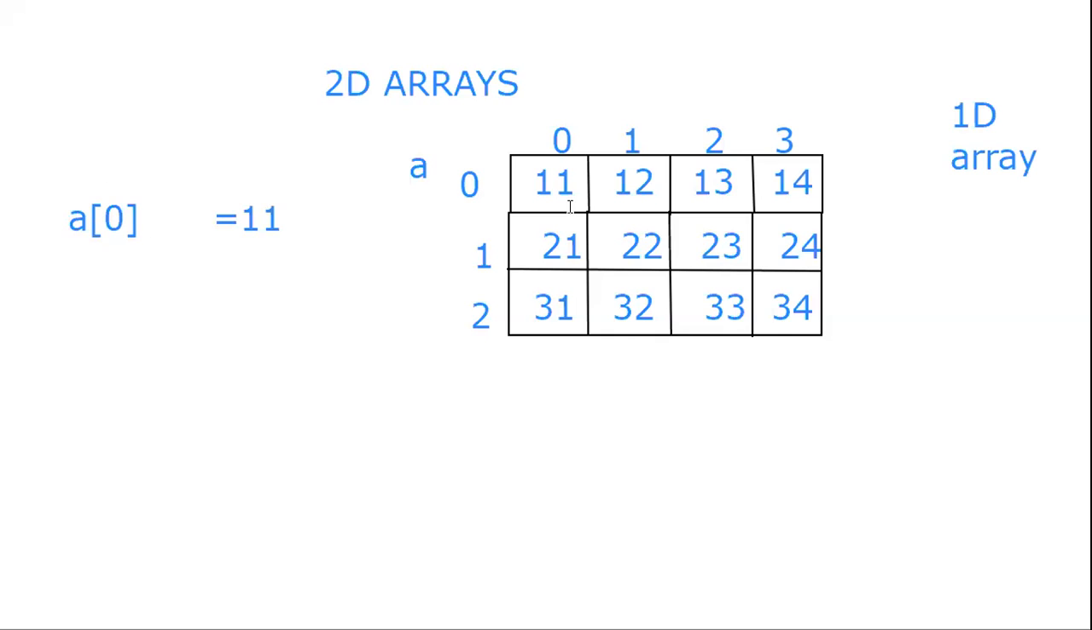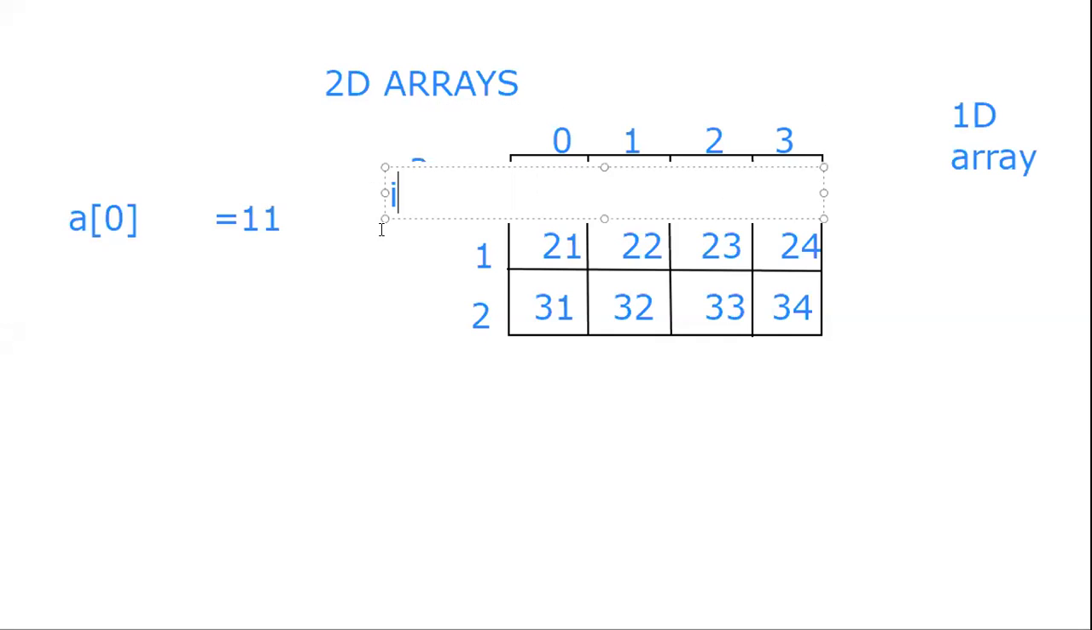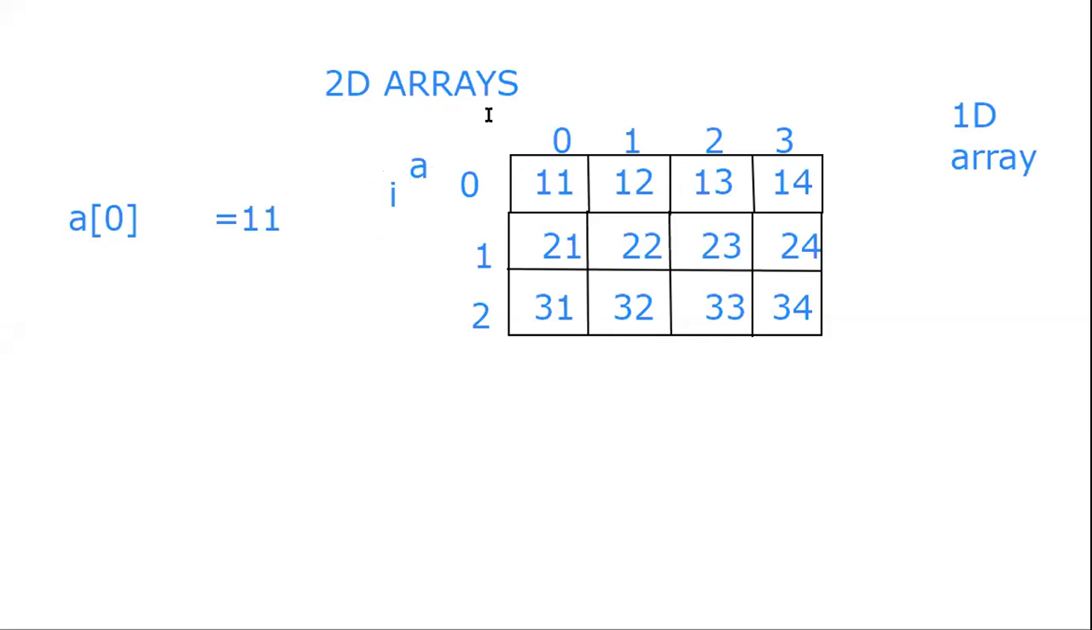So we say this 0 is row number 0. So 11, 12, 13, 14 are in row number 0. 21, 22, 23, 24 are in row number 1. 31, 32, 33, 34 are in row number 2. So these are nothing but row numbers. So we can represent it by, let us say, I. You can take any variable: I, J, X, Y, A, B, anything. So that is the row number: 0th row, first row, second row.